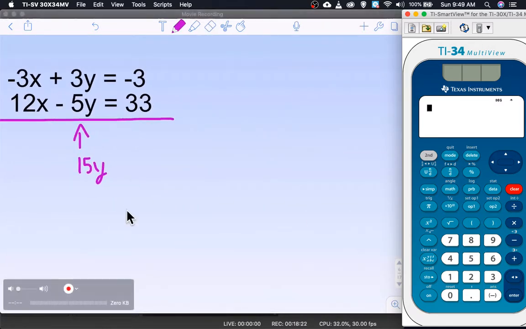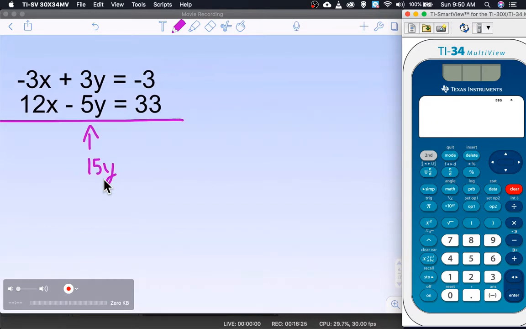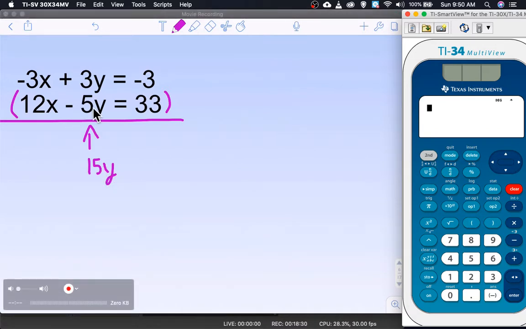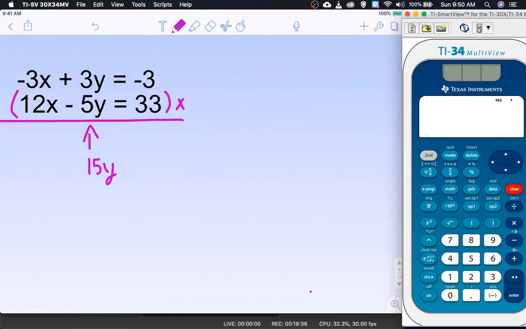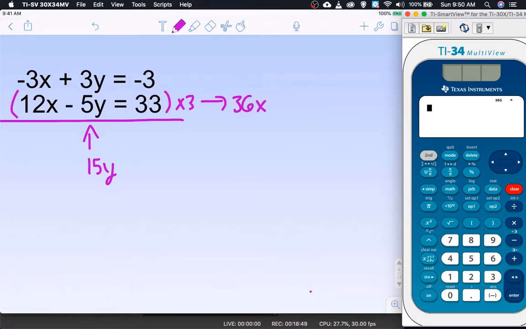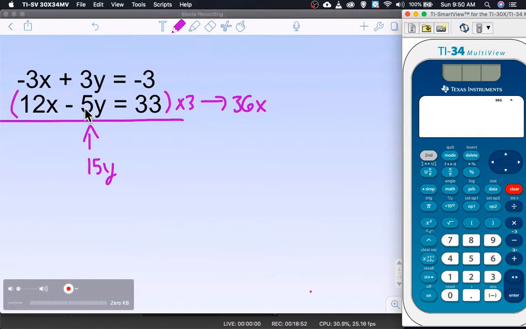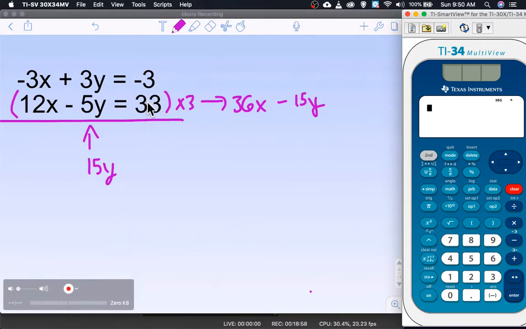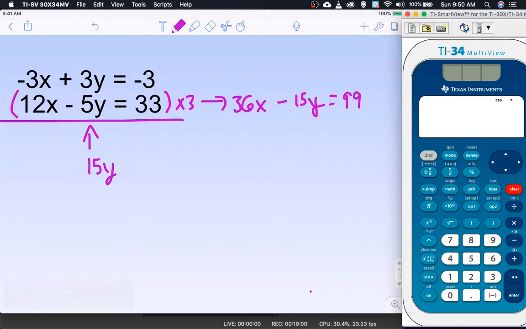So now I've decided I want to make my y's eliminate here. So how do I make this happen? Well, to make my bottom equation's negative 5y become a 15y, I'm going to multiply by 3. Let me check this out. If I multiply the entire thing by 3, I'm multiplying everything. So 12x times 3 is 36x. Negative 5 times 3 is a negative 15y. And 33 times 3 is 99.